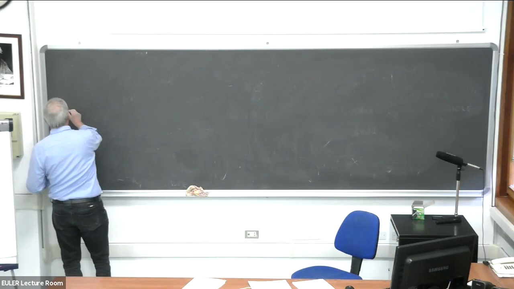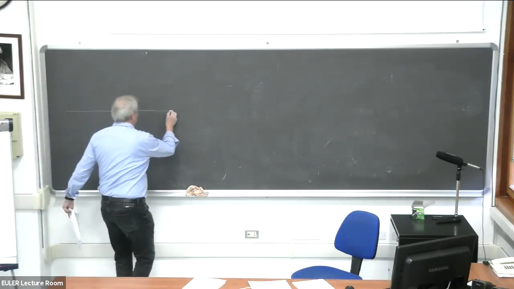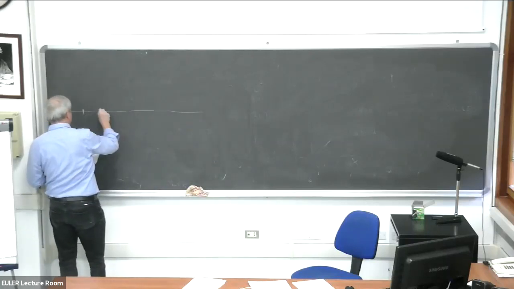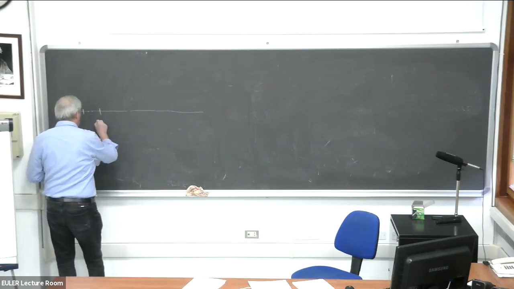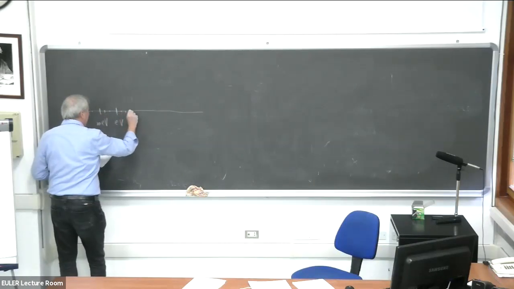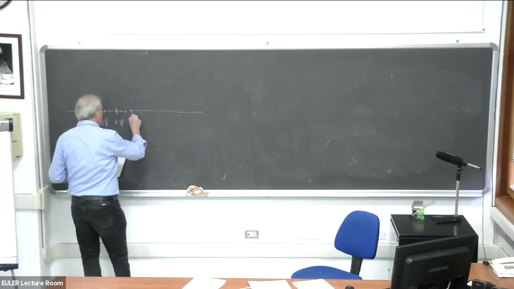So let me try to do this in a nice way. So this is the scale. Let me put here. I don't know if the blackboard will be enough. This is milli electron volt. This is electron volt. This is 10 to the 3 electron volts.